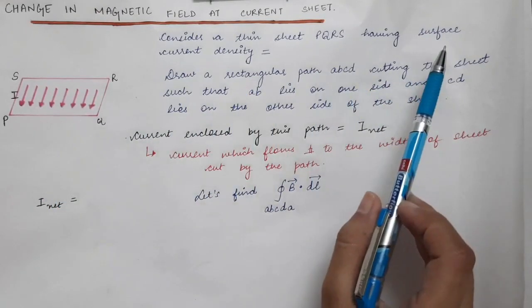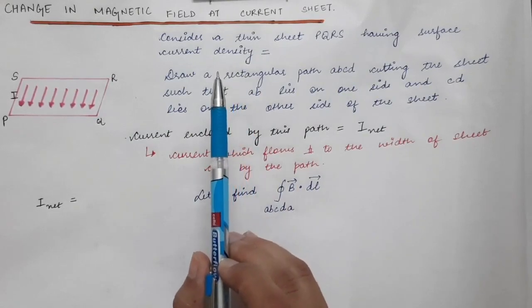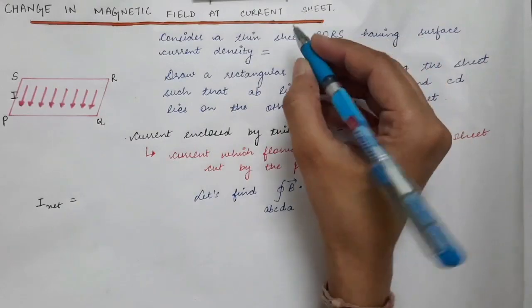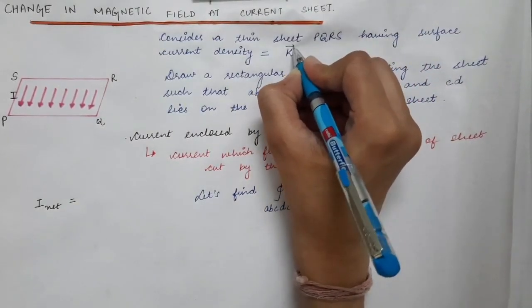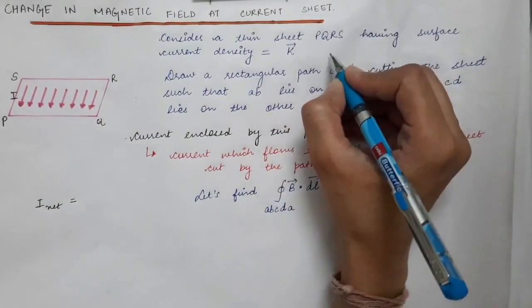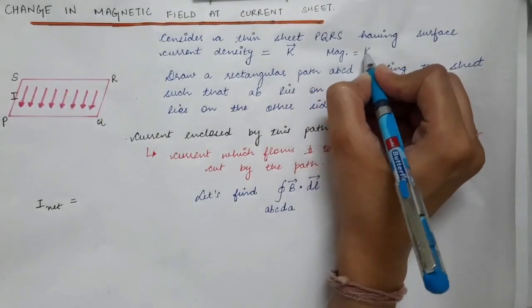So here we will define surface current density, which we have already discussed in the previous lectures also, and we denote surface current density by K vector. And its magnitude will be equal to just K.